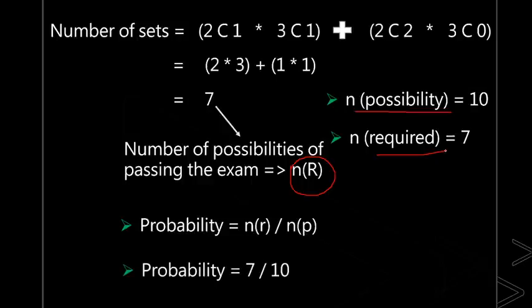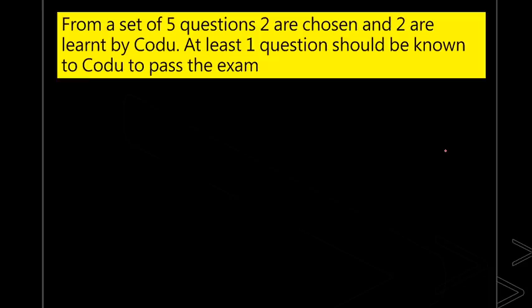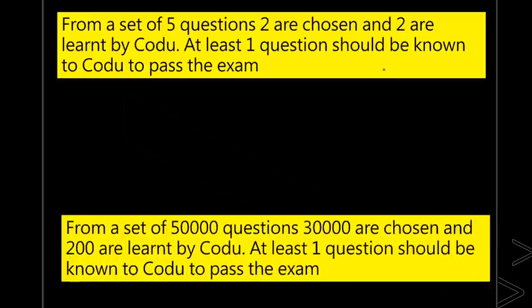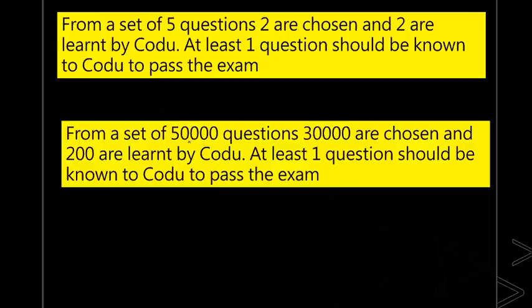But if you notice, there is a fault with this method. What is the fault with this method? Let me explain. See, the question which we dealt was, I have 5 questions, 2 are chosen, 2 are learned. Yes, what if the question is something like this? From a set of 50,000 questions, 30,000 questions are chosen and you have learned 200 questions, right? There is no guarantee that you will always have a single digit number. In the question bank, I have 50,000 questions and I'm choosing 30,000 questions. So what is the chance that you will pass the exam?